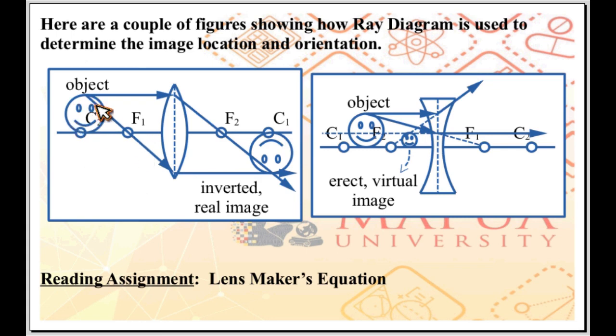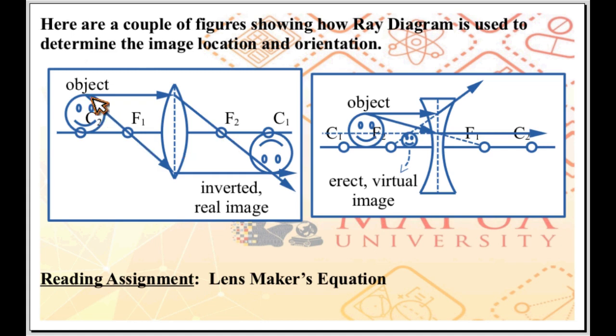We place an object in front of the lens. Each point on the object may be considered as a light source. Let's look at the top point. As a light source, the top point will emit light in all directions. We look at two light rays. One light ray is horizontal, parallel to the center line. When it strikes the lens, the lens will focus the light towards the effective focal point, F2.